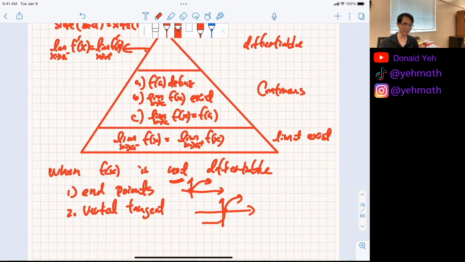Did anybody ever take chemistry? Who took it last year? Okay, so it's like a titration curve. It's like this. So this point is not differentiable. It's a vertical tangent.